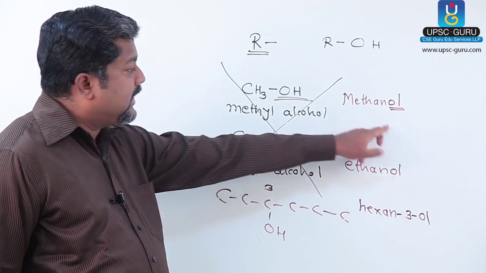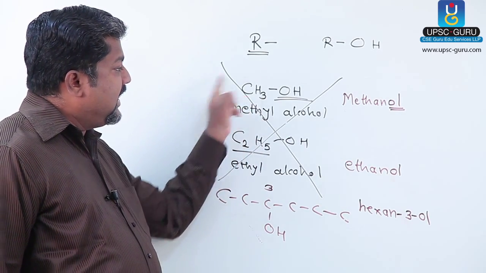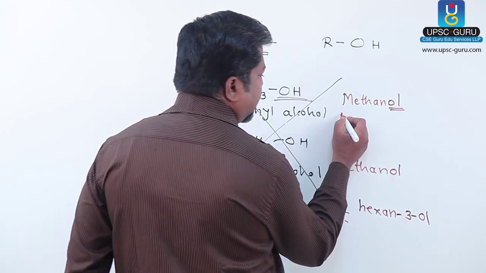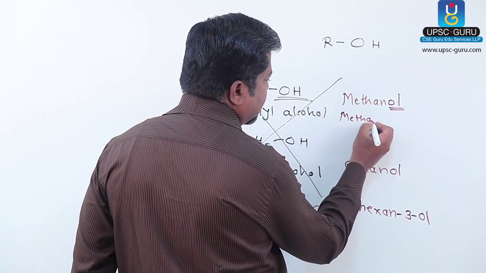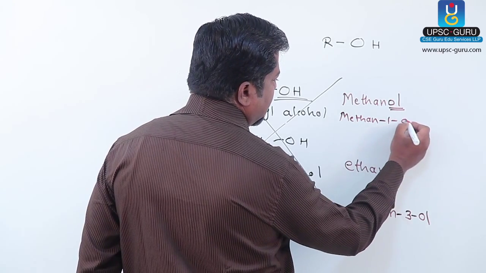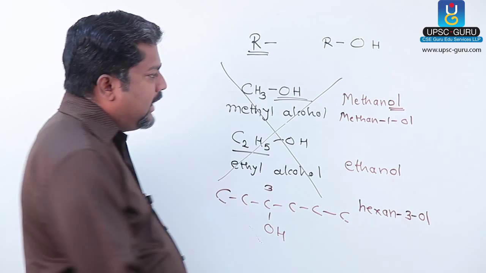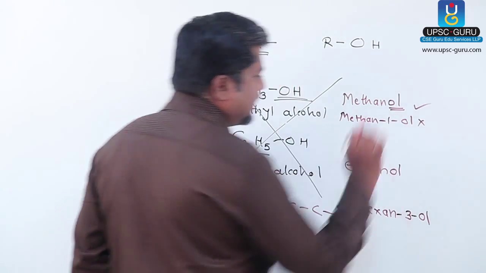Why have I not used a number here? Because with a methyl group, anyway you can place it, it is methane-1-ol. So this name actually should be, according to this system, methane-1-ol. But when it is 1, it is not required to write it down, and therefore this is not correct, this is correct.